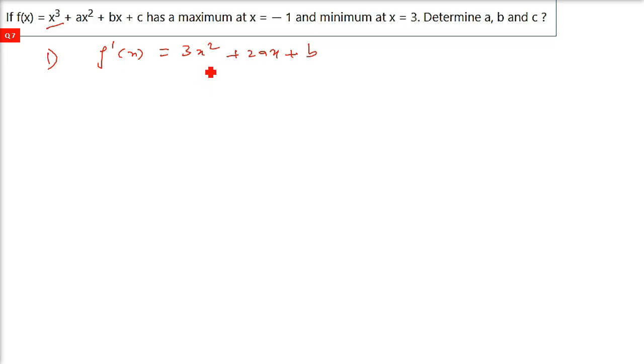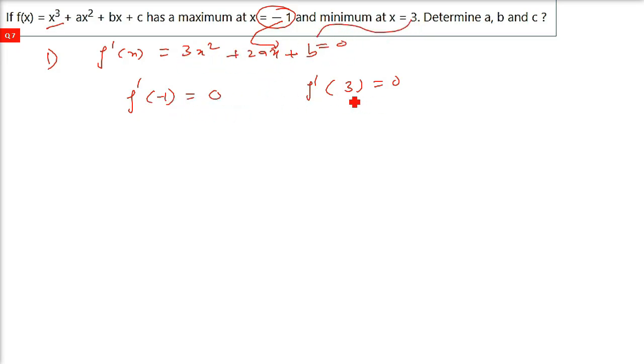This is the differentiation: 3x square plus 2ax plus b. The next ones will be the values negative 1 and 3. These two values will make this differentiation 0. That is how we come to the critical points. How do we compute the critical points? By placing the equation equal to 0. So these are the values we have got after placing the first differentiation equation as 0.